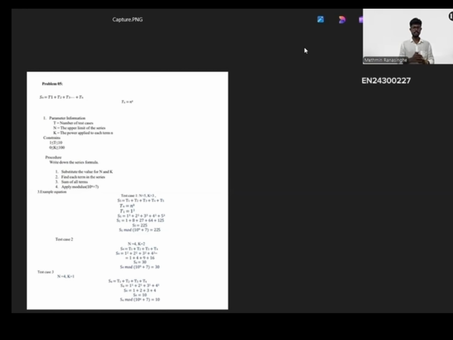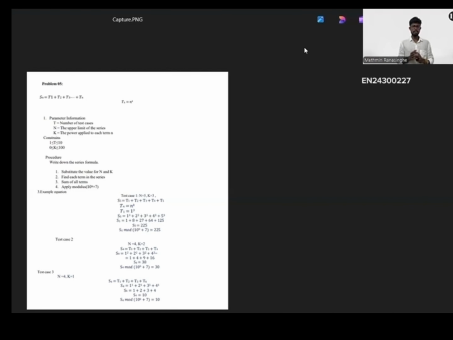Start with s equals 0. For each h from 1 to n, compute th equals h to the power k. Add th to s and take the mod 10 to the power 9 plus 7 immediately to avoid large numbers. The result is Sn mod 10 to the power 9 plus 7. Example. For n equals 4, k equals 2, compute the terms t1 equals 1, t2 equals 4, t3 equals 9, t4 equals 16. Then add them.